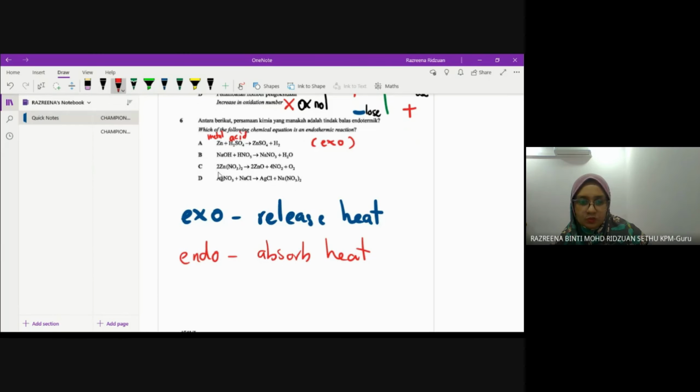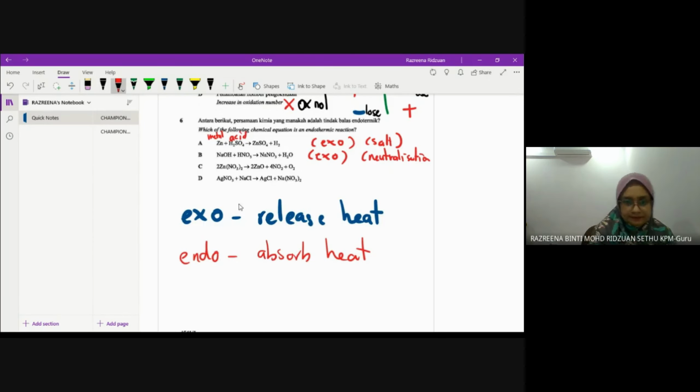Then the third one is a decomposition. This is neutralization to make salt. Neutralization is an exothermic reaction also. This is actually to make salt. This is also exo, whenever you see salt here.